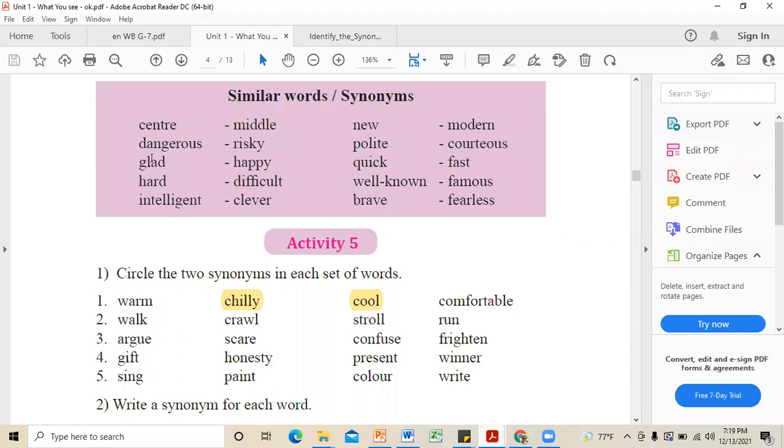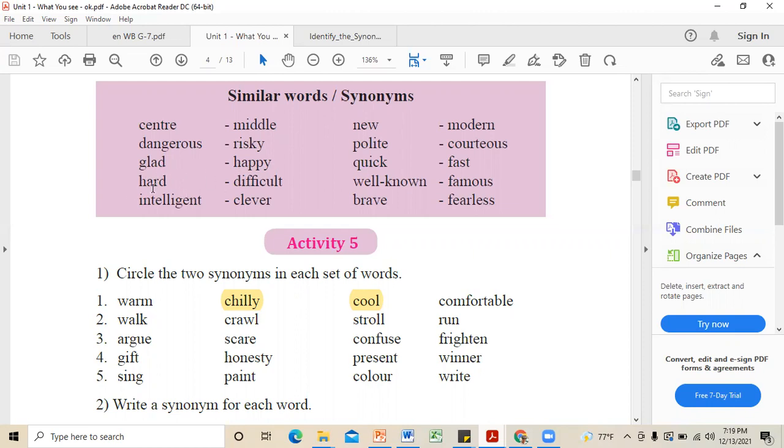So I'm going to do something which is dangerous, which we call risky. And then we have glad and happy. I know you might know the meaning of happy. We can also say glad in place of happy. I'm happy to see you. Likewise, I can say I'm glad to see you.